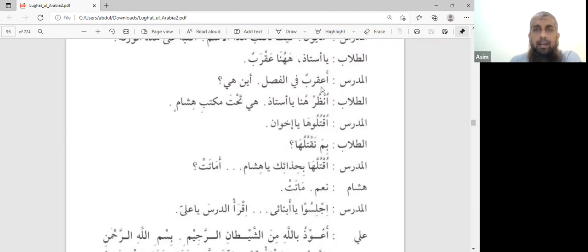المدرس: أعقرب في الفصل؟ أين هي؟ الطالب: انظر هنا يا أستاذ. هي تحت مكتب هشام. المدرس: اقتلوها يا إخوان. الطلاب: بما نقتلها؟ المدرس: اقتلها بحذائك يا هشام. أماتت؟ هشام: نعم، ماتت.